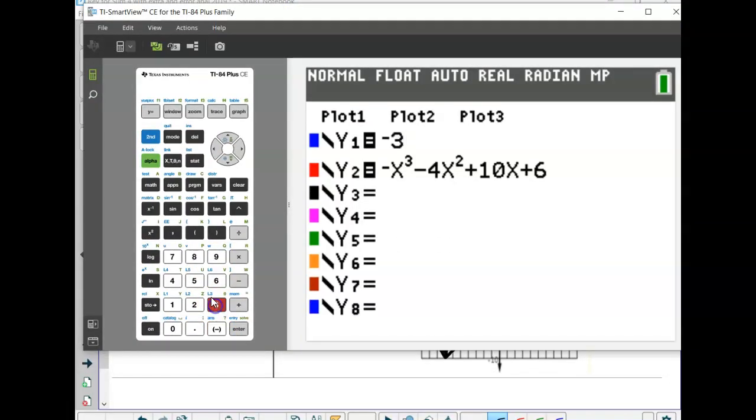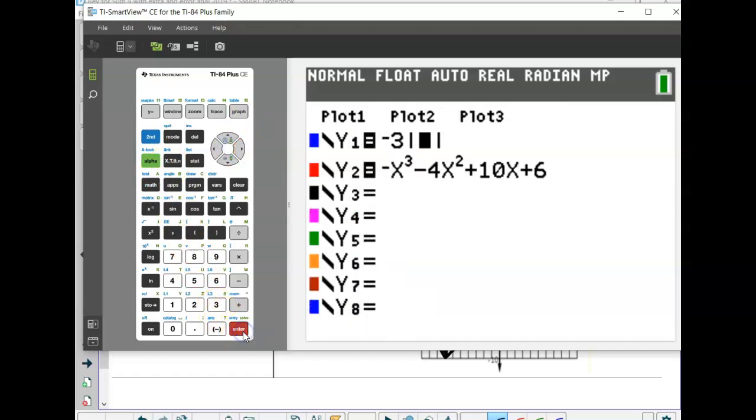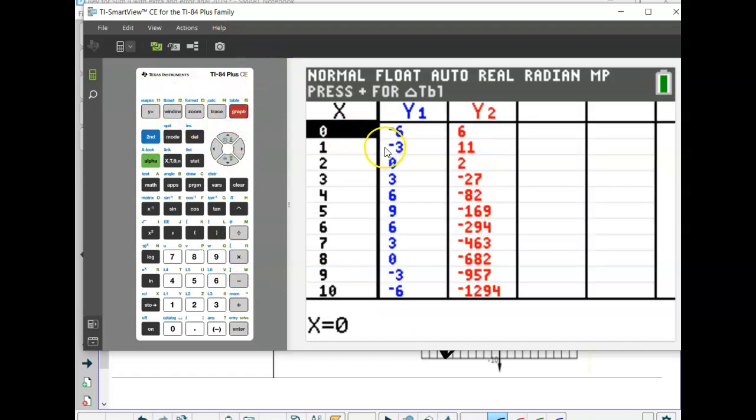-3. Do you remember where absolute value is? Math, over to the right, enter, or second 0. And then it has x -5. Outside the parenthesis, it has a +9. Okay. Then if you go to the table, it's these blue values right here.